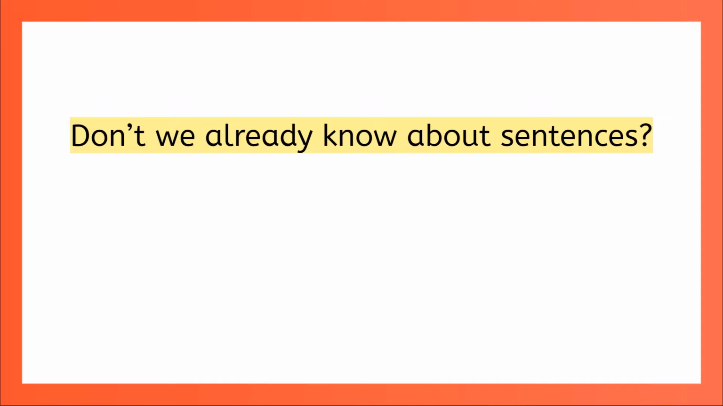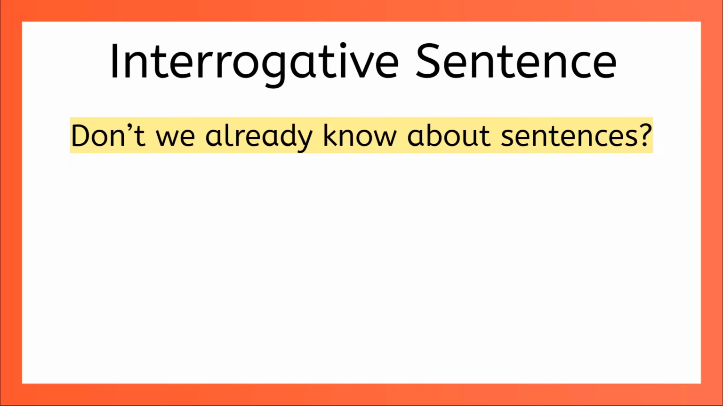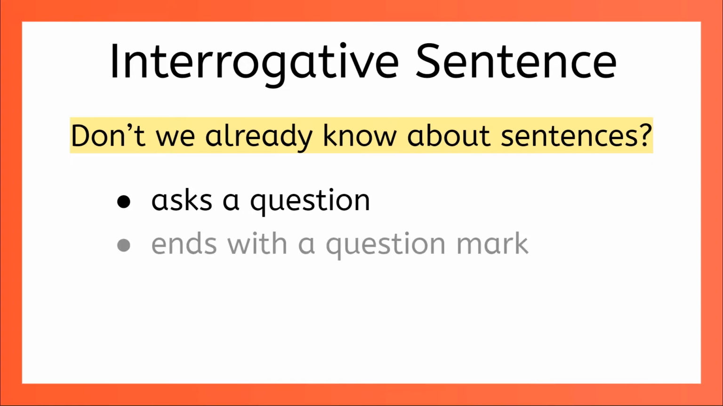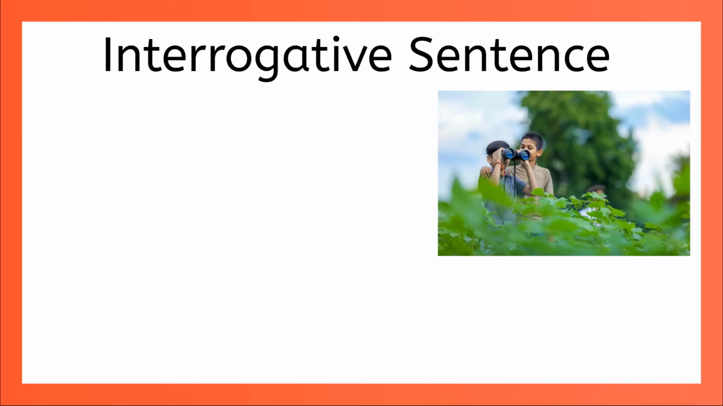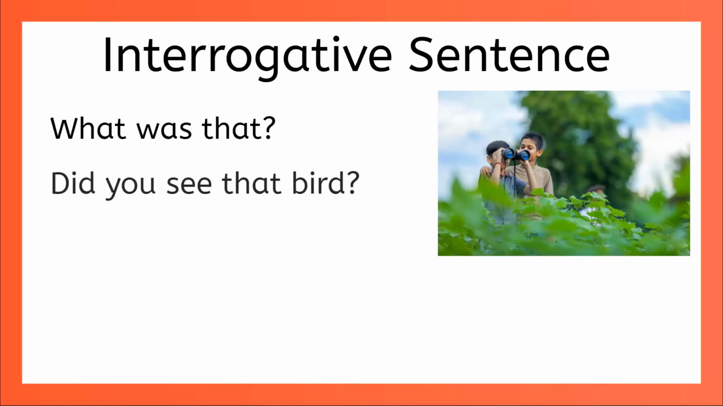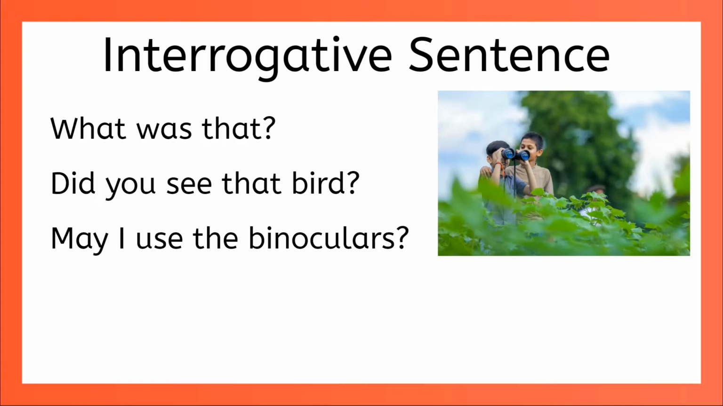Remember when Abby said, "Don't we already know about sentences?" That was an interrogative sentence. An interrogative sentence asks a question and it ends with a question mark. Most of the time, we call these sentences questions, but now you know they have an official name. We use interrogative sentences all the time, like, what was that? Did you see that bird? Or, may I use the binoculars? Whenever we ask a question, we are using an interrogative sentence.